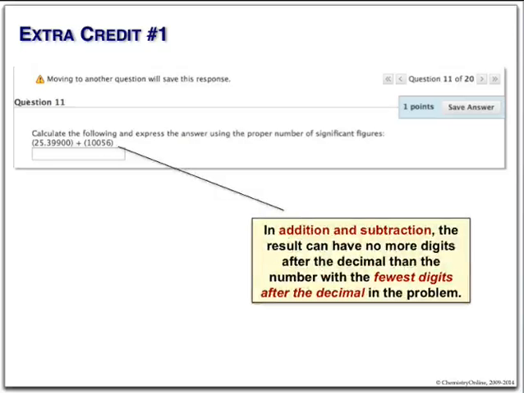Remember, we're looking for the number of digits after the decimal. Our calculator answer looks like this. Our first number has 5 digits after the decimal, but our second has none. Therefore, we have to round this to that.